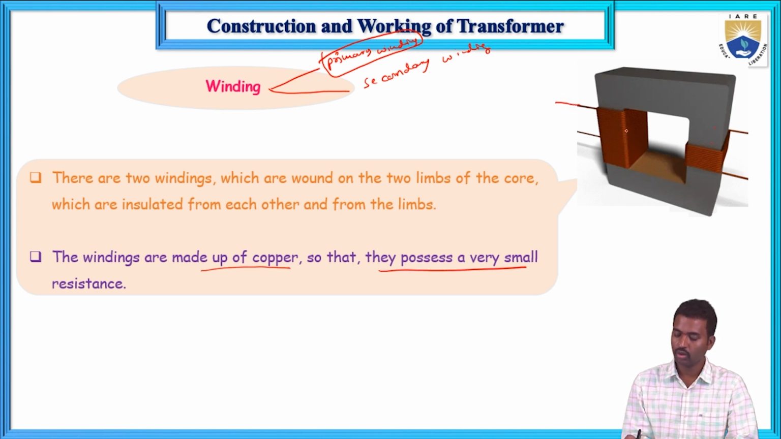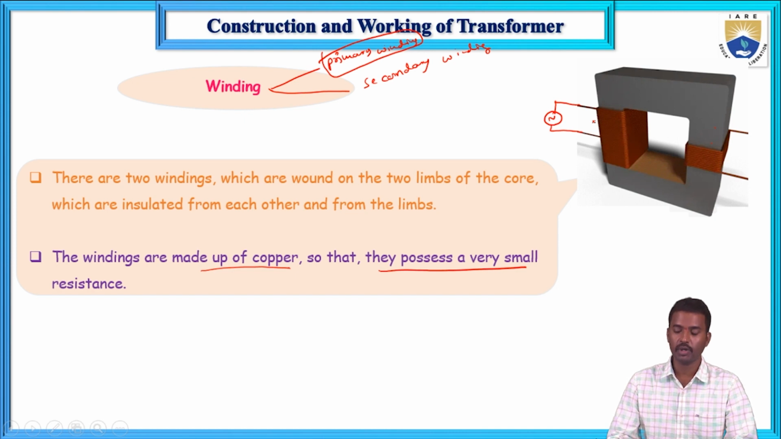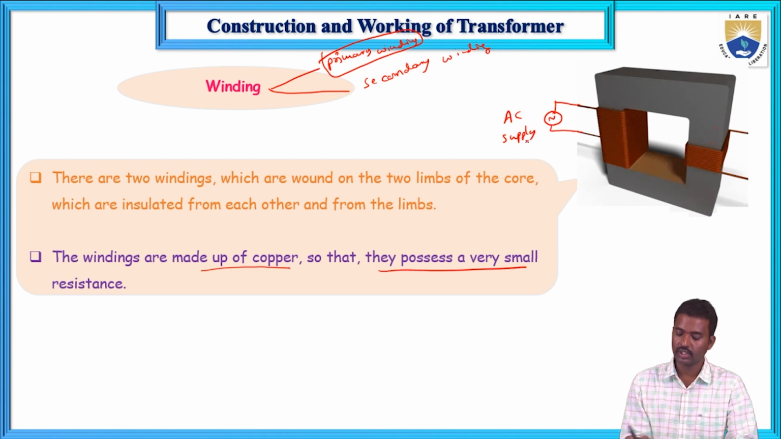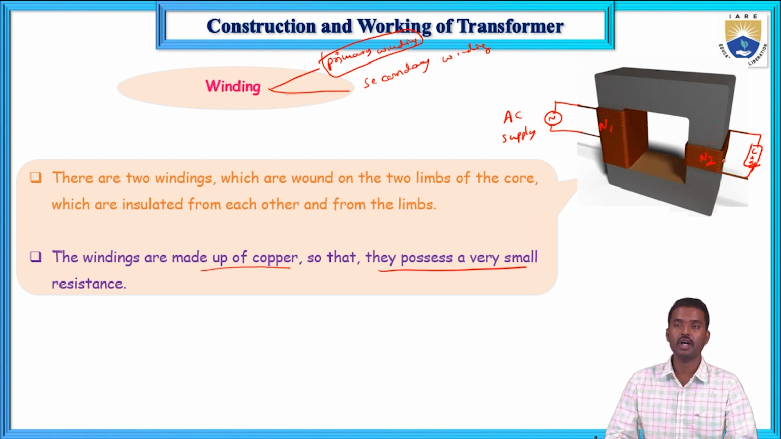This is the magnetic core, and these windings are wound on the limbs of the core. The winding which is connected to the supply, the transformer works on AC supply only, the winding which is connected to the AC supply is known as the primary winding. The primary winding turns are N1. And the winding which is connected to the load is the secondary winding. Secondary winding turns are N2.